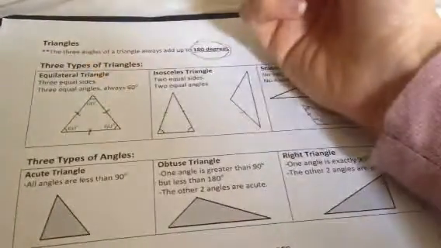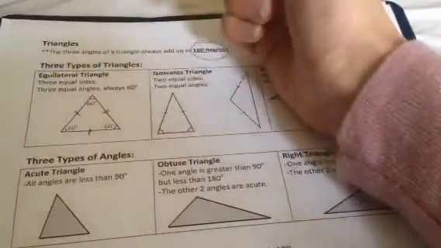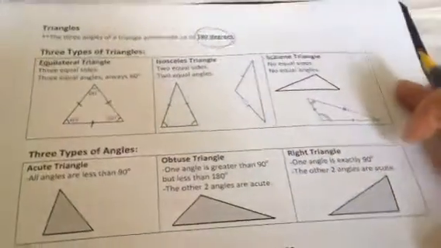So this one's easy to remember because if you think equal in equilateral, it means the same. So all the sides and all the angles are the same. So that one's pretty easy to remember.